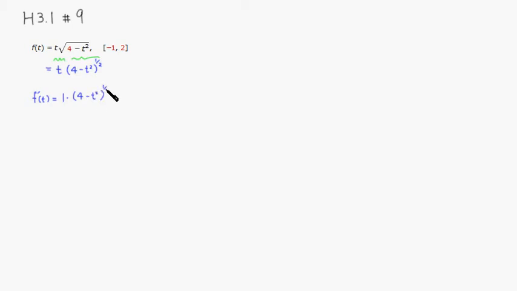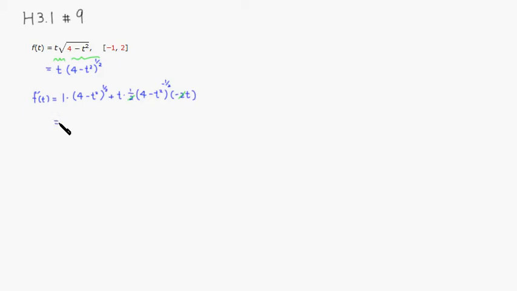raised to the 1/2 power, plus t times the derivative of the second. We put 1/2 in front, keep the inside function as it is, subtract 1 from the power, and then multiply by the derivative of the inside, so chain rule, so it's negative 2t. Then we can clean up a little bit. There's a 2 on the bottom and a 2 on top. We can cancel that, so this is going to look like this.